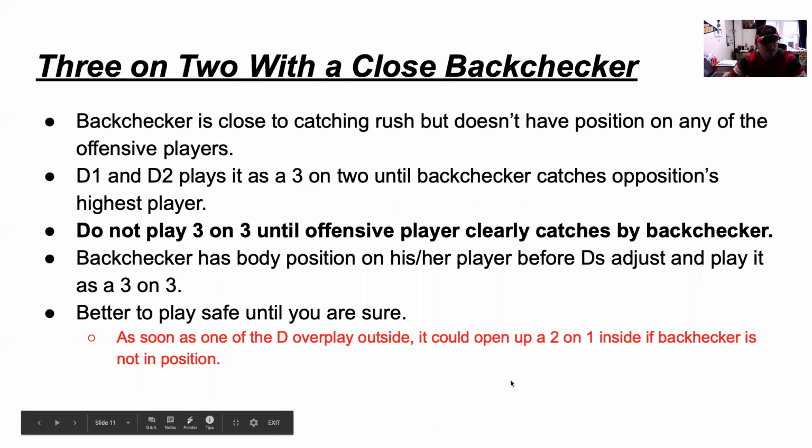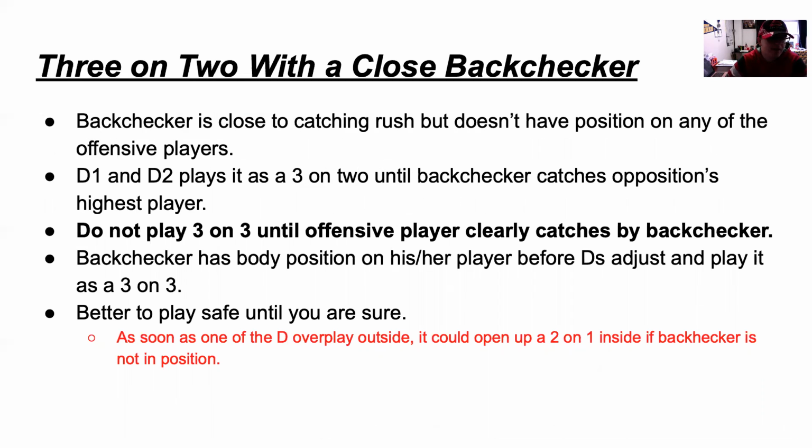Then we have a 3-on-2 with a close back checker. So the back checker is close to catching the rush, but doesn't have any position on any of the offensive players. D1 and D2 play it as a 3-on-2 until the back checker catches up with the opposition's highest player. And do not play the 3-on-3 until the offensive player clearly catches up to the back checker. So we can't play a 3-on-3. We have to play the 3-on-2.